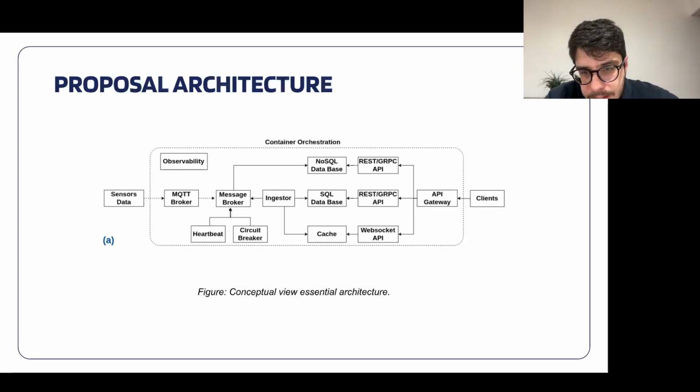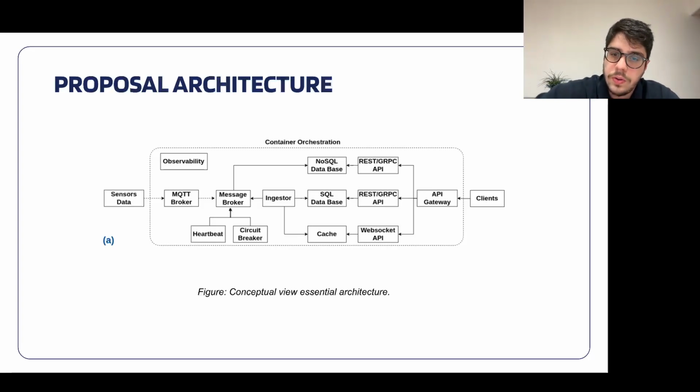And then at the last layer we have the interface, the APIs that are going to expose this information. We have an API for the NoSQL database, an API for the SQL, and an API for the cache. In this case, we are using the cache as a WebSocket API, so we have real-time information.